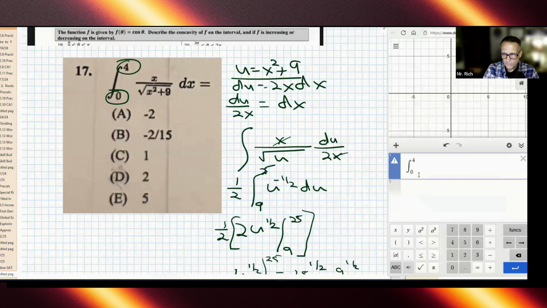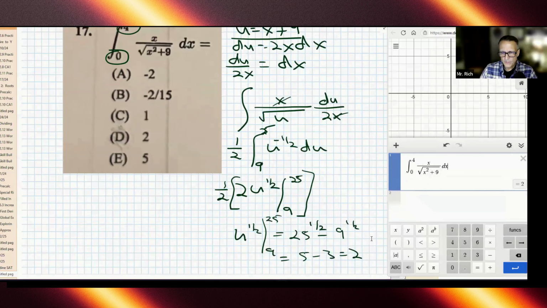I can tell it to go from 0 to 4, and I can say x over root x squared plus 9 dx. And there's our answer of 2. So it does the numeric integration faster. Okay, right there. So it's not a bad idea.